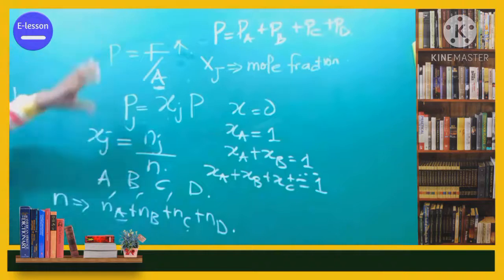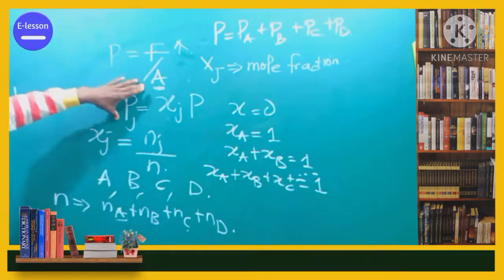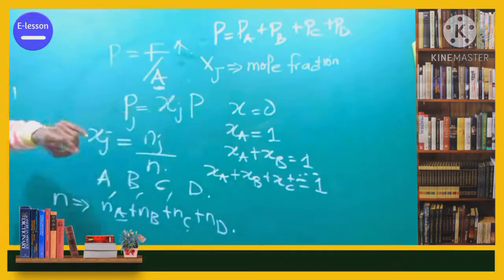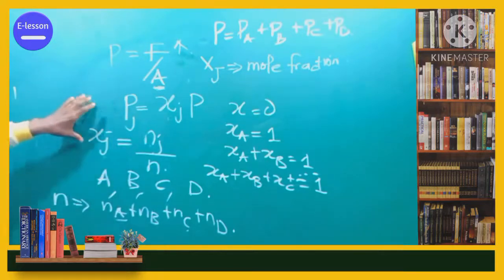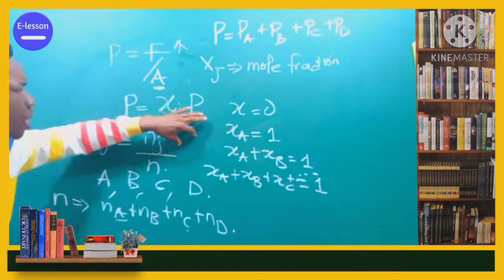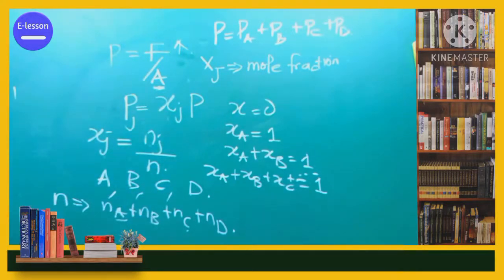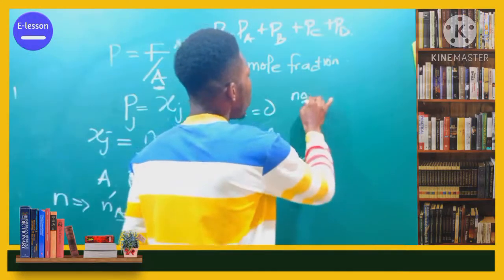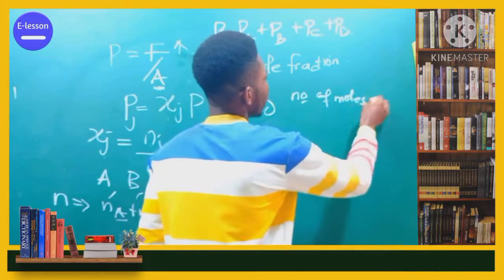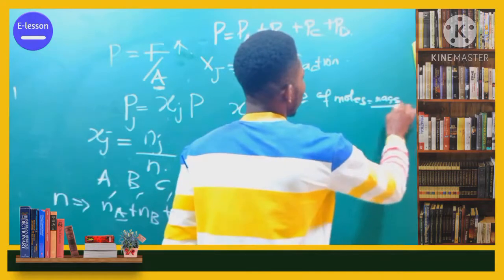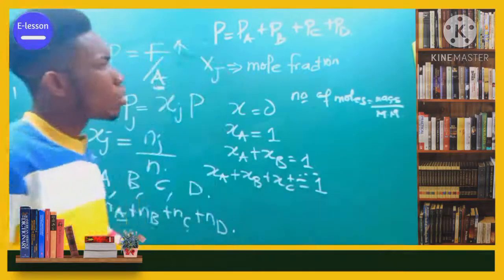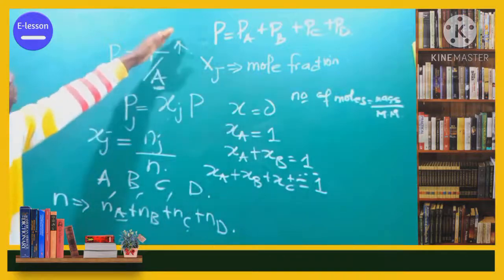So having understood all this, we said that pressure is equal to force over area. The partial pressure Pj is equal to Xj times P. Here Xj is the mole fraction, and the mole fraction can be calculated as the number of moles of the individual gas over the total number of moles. The total number of moles is the number of moles of the individual gases summed together. Of course, we know that the number of moles is equal to mass over molar mass. So if they gave you the masses, you'll be able to calculate the number of moles for each of the gases.